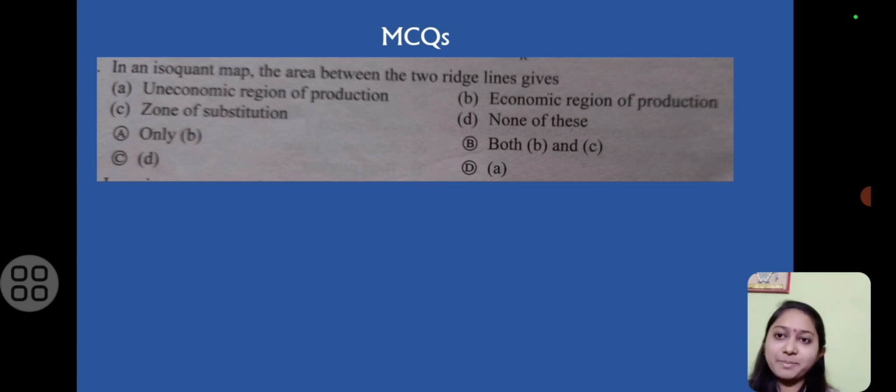In an isoquant map, the area between two ridge lines gives. We have just discussed that the area between the two ridge lines is the zone of substitution. Beyond two ridge lines, we need more of both the inputs to produce the same level of output, which a producer won't go for. So, in an isoquant map, the area between two ridge lines gives economic region of production and zone of substitution. Both B and C are correct, so option D is correct.